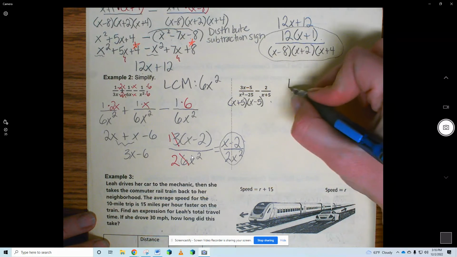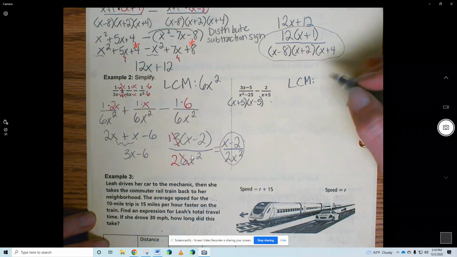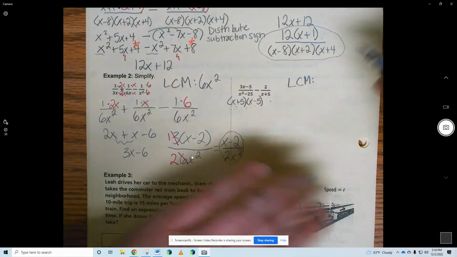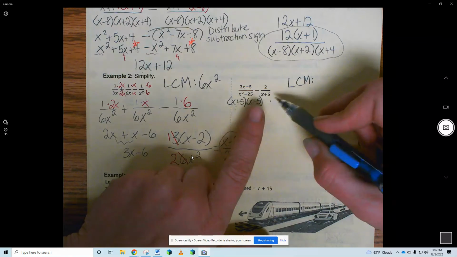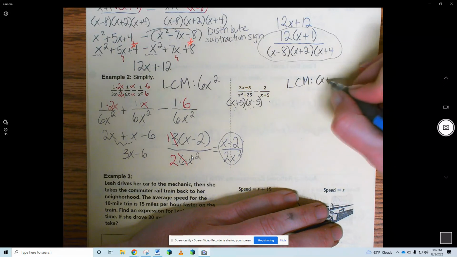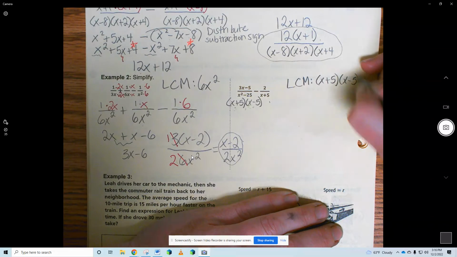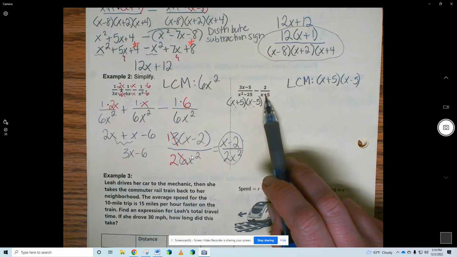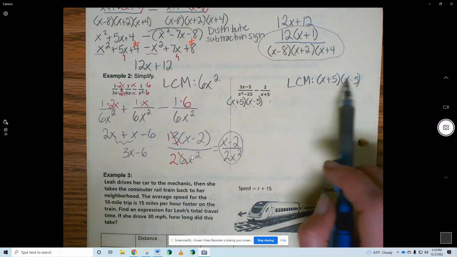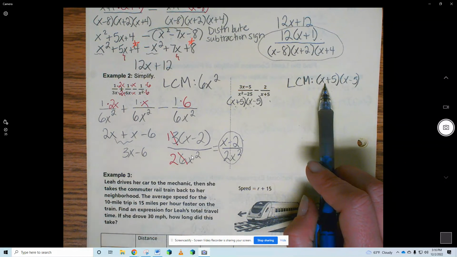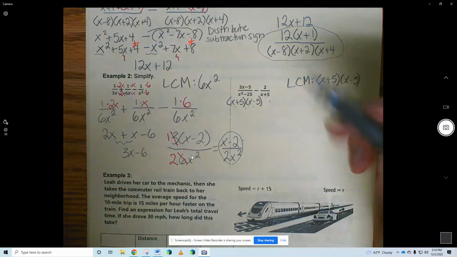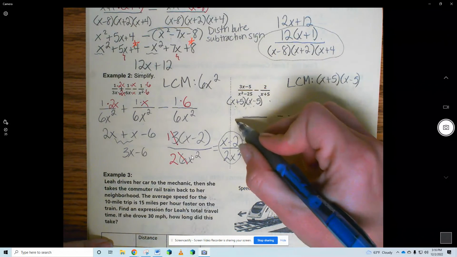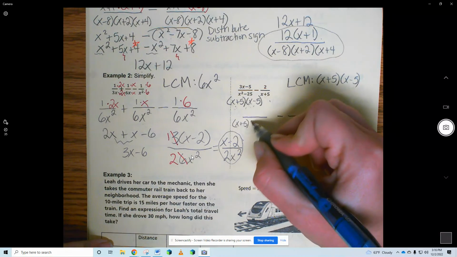Now, my LCM, my common denominator, for sure is going to have the x plus 5 and the x minus 5 in it because both of them are a part of this denominator. Is there anything new in the second? Like if there was something different or new, but this x plus 5, I've already got that there. So I don't need to add anything. I'm going to make 2 new fractions with my x plus 5, x minus 5.